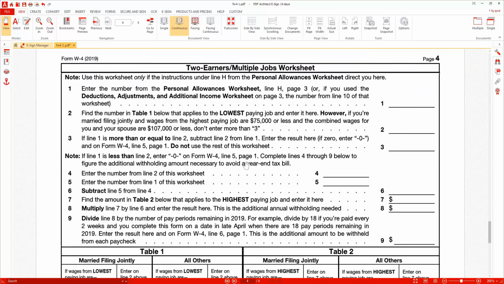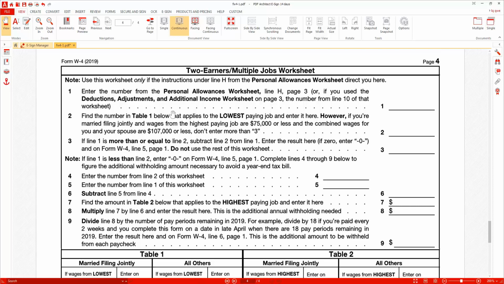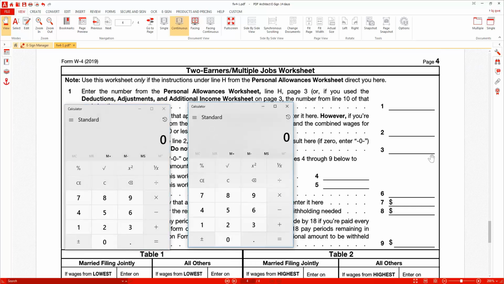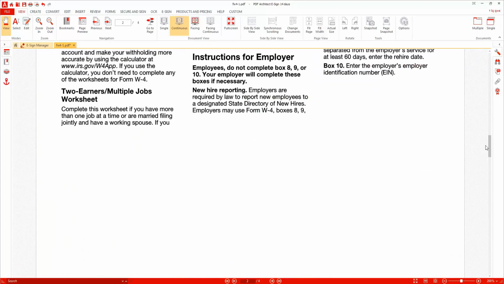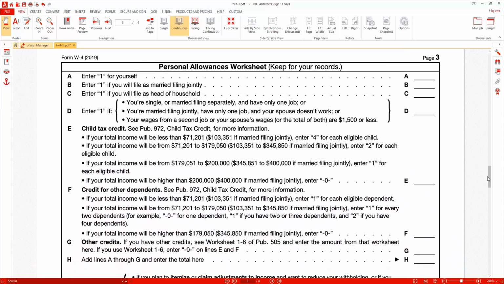Now I'm going to show you a different way of calculating the W-4 that I think is a lot easier than going through this worksheet. To me, this looks convoluted, and I'd rather take just a few minutes with a calculator to figure it out myself. So let's go back up to the top of our W-4, and let's look at the questions first.